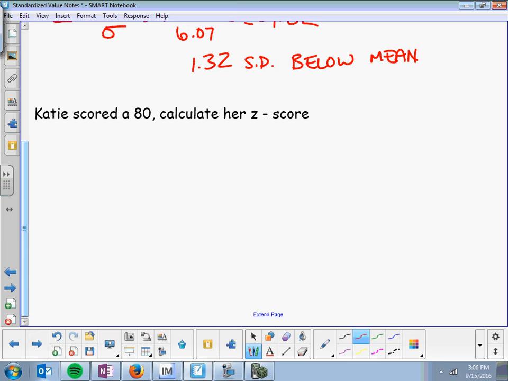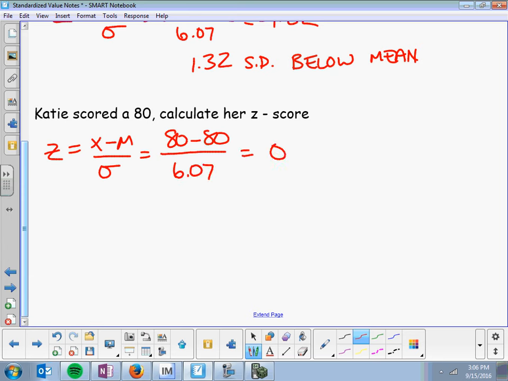Let's check out my girl Katie. Katie got an 80. Let's calculate her z-score. So we've got my formula, x minus mu over sigma, 80 minus 80 over 6.07, and we get 0. Well, that means that she is average. If she's 0 standard deviations away from the mean, she's average.